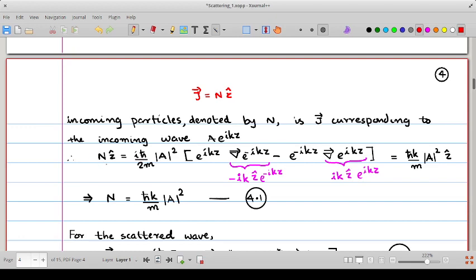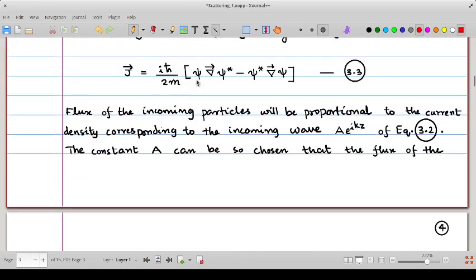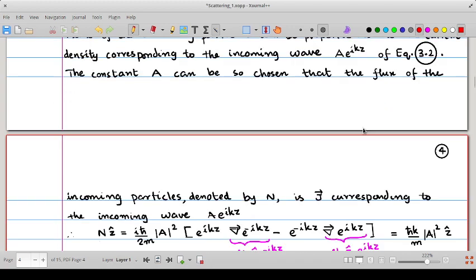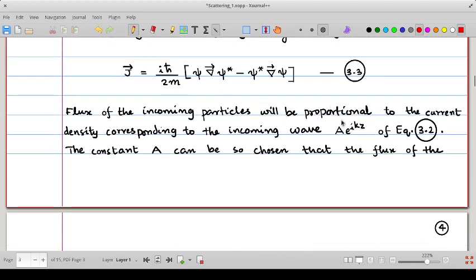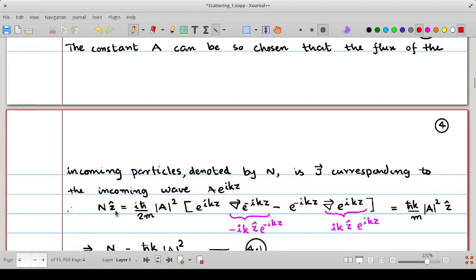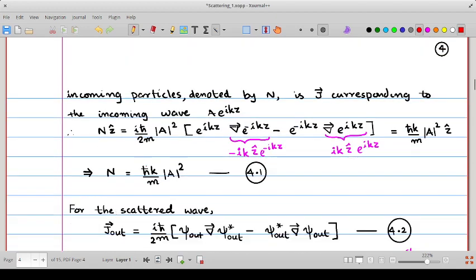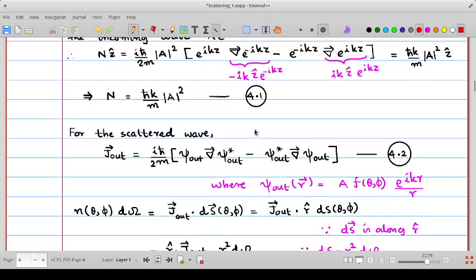So doing that, we have n z equal to J when psi is equal to A e to the power ikz. And substituting psi equal to A e to the power ikz in this formula and replacing J by n times the unit vector z, we get this. And doing the calculation and rearranging, we get n is equal to h bar k by m times the mod square of A.